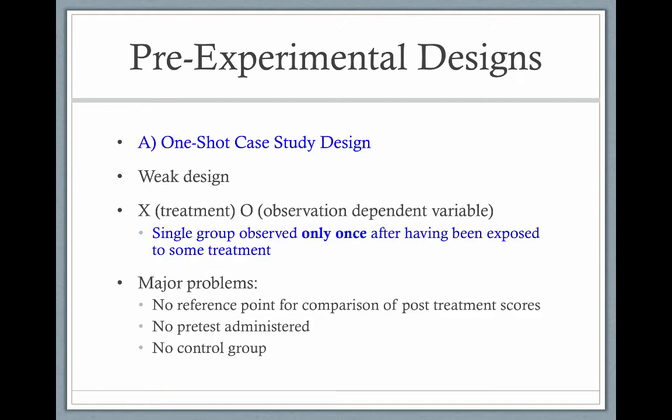For example, a one-shot case study design. This is a weak design. We have a treatment and then we have an observation. So a single group is observed only once after having been exposed to some treatment. There are major problems in that there's no reference point for comparison. So we have no pretest, we have no baseline, we have no control group. There's just a treatment and then an observation.